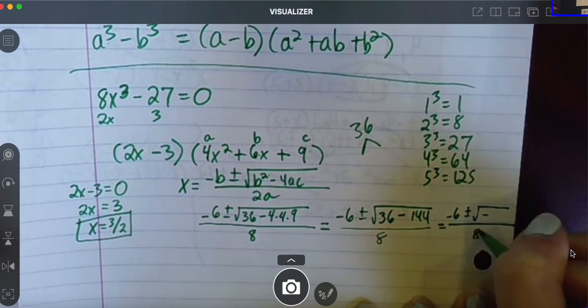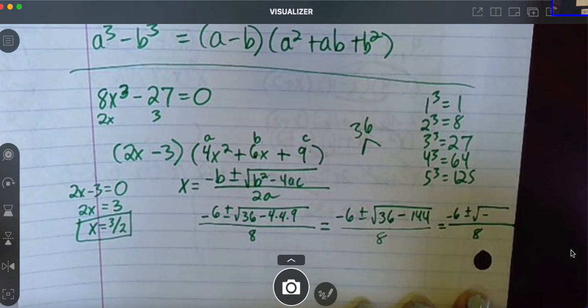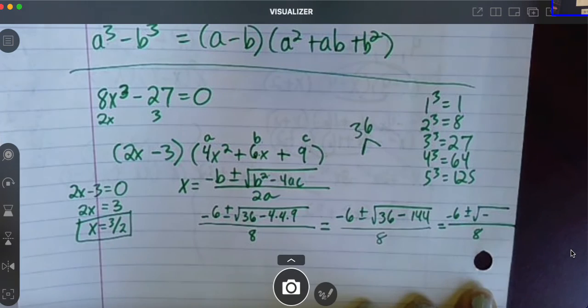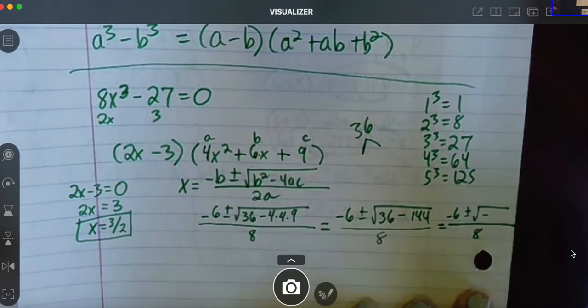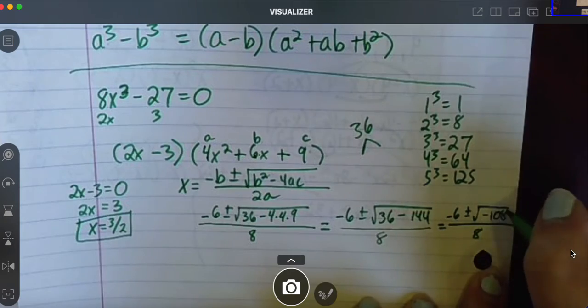Negative what? Was it 108? I don't know. 144? Yep. 60 times 9? What's 36 minus 144? I've got a calculator right here. Hold on. I was just guessing. I couldn't remember. Oh, it is negative 108. I remember that from a few days ago.